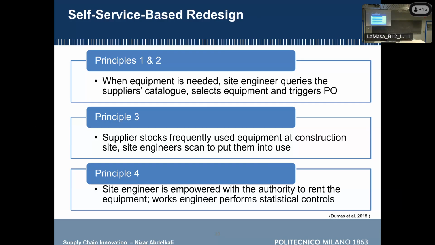Any questions on this? Will you use these principles in the future? At least have them present in your mind. When you have them present in your mind, you may see different ways of doing the process.